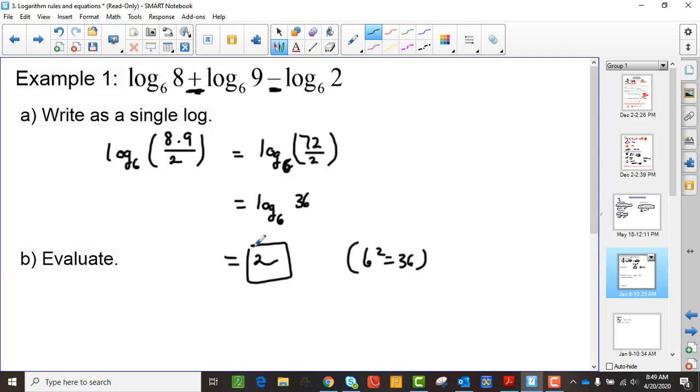You'll notice, though, that that is not an answer you can come up with on your calculator unless your calculator allows you to put in base 6, because your calculator only uses log base 10. Okay, so it's important for you to be able to manipulate these into things that you can use. So that's the idea of using these rules for logs.